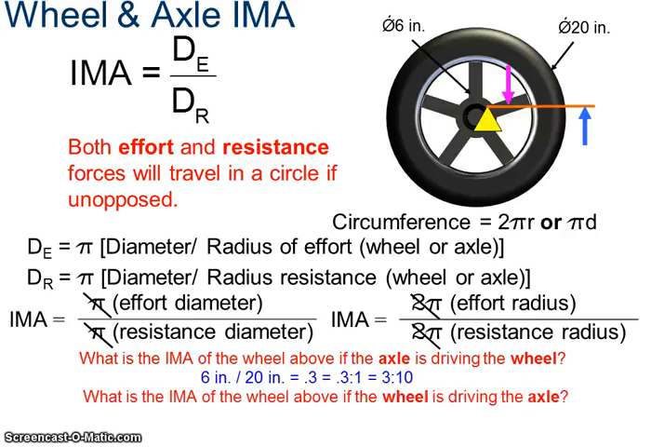What is the IMA of the wheel if the wheel is driving the axle? Now we're picturing the wheel to be a steering wheel. So now the wheel is our effort distance and the axle is our resistance. Our wheel is now going to be on the top, or 20 inches, and our resistance distance is our axle, which is 6 inches. That's going to give us a mechanical advantage of 3.3. So that means less force that we have to apply and more distance.